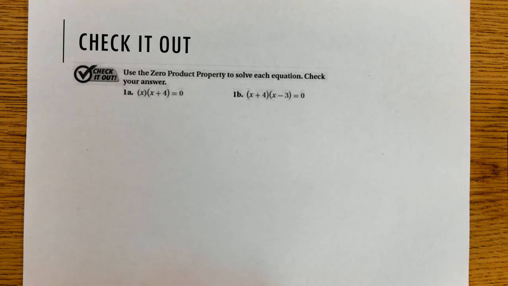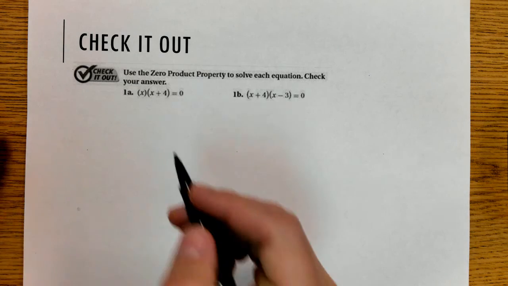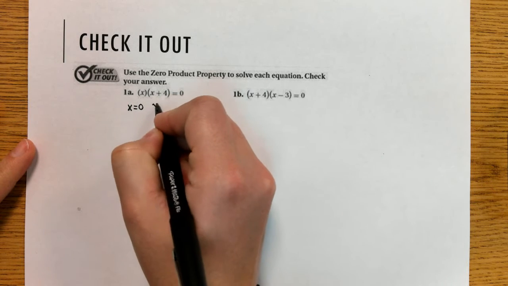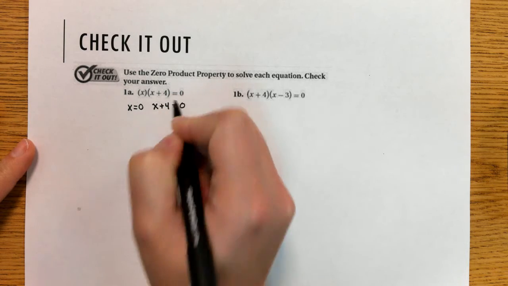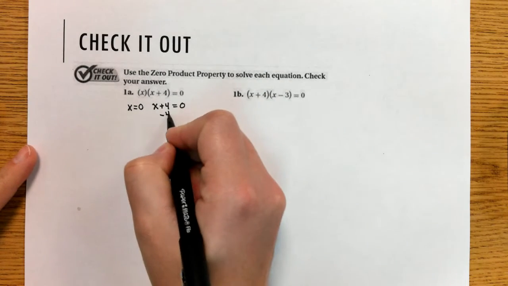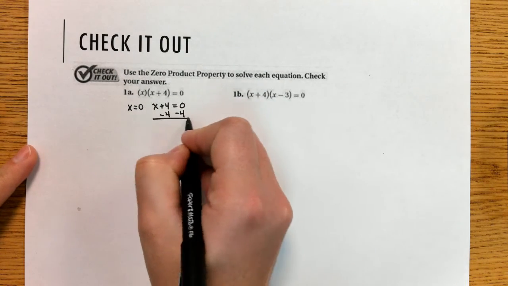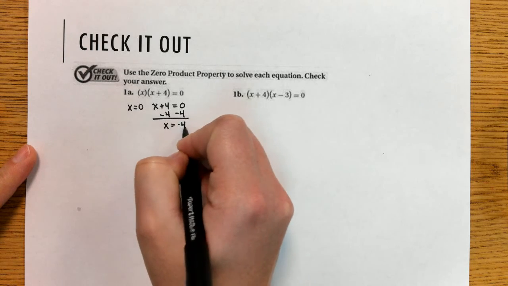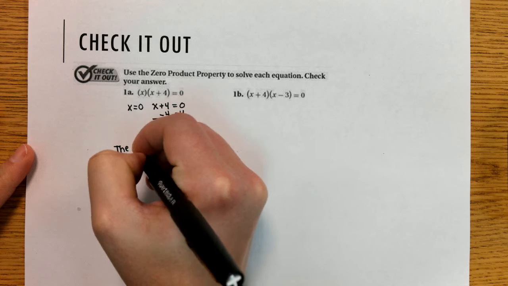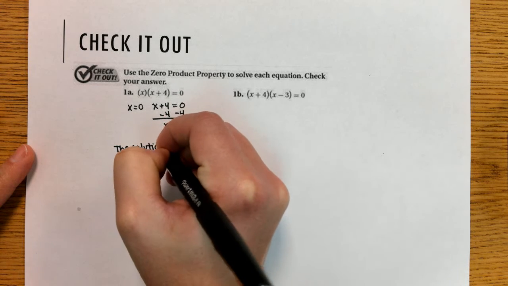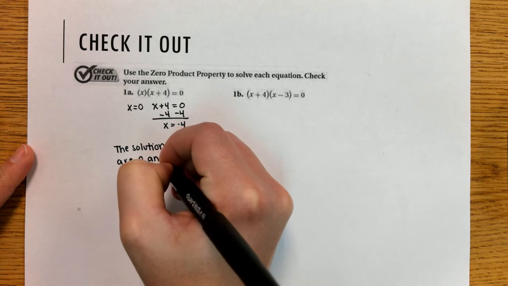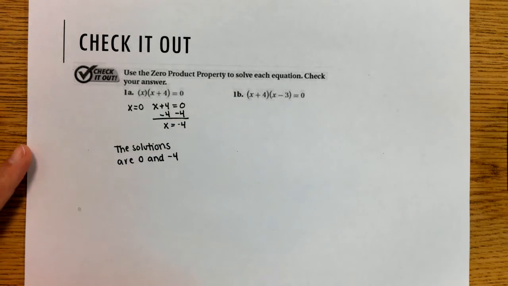For a, I have x times x plus 4. So I'm going to set x equal to 0 and x plus 4 equal to 0. X equals 0 is already solved. So I just have to subtract 4 in this other equation to get x equals negative 4. So here, the solutions are 0 and negative 4.